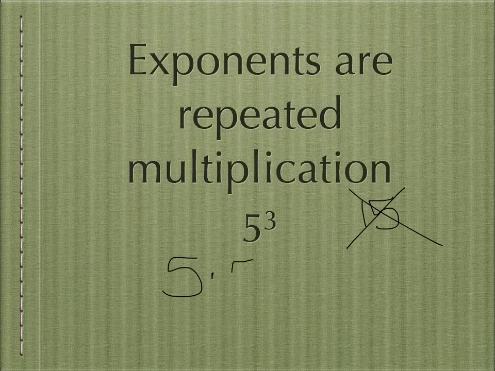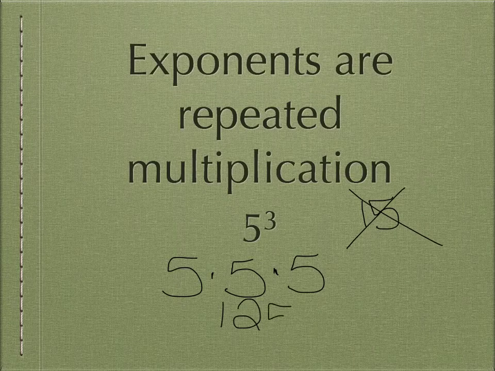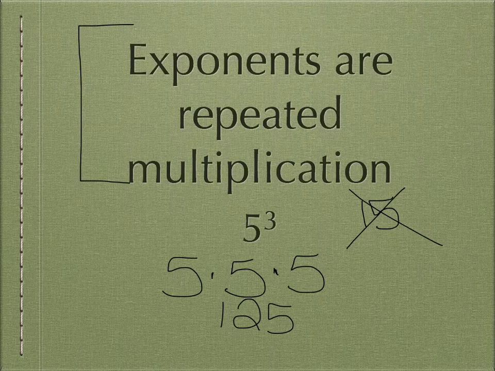5 times 5 times 5. So in this case, 5 times 5 is 25. 25 times 5 is 125. Pause the movie now and copy this definition and this example into your notes.